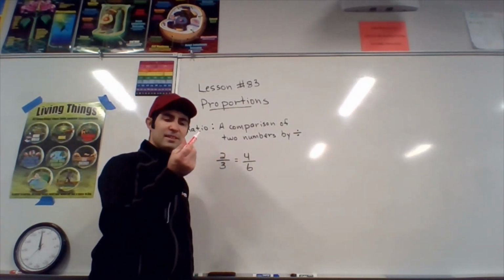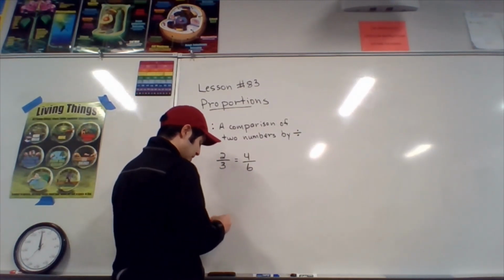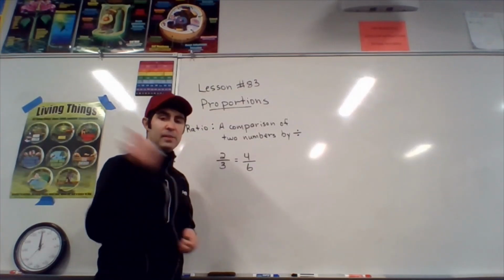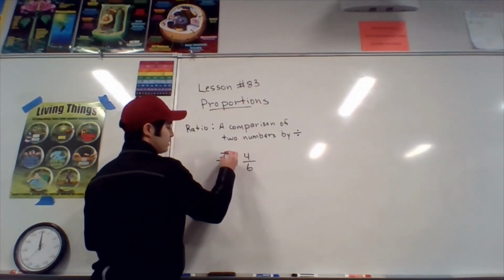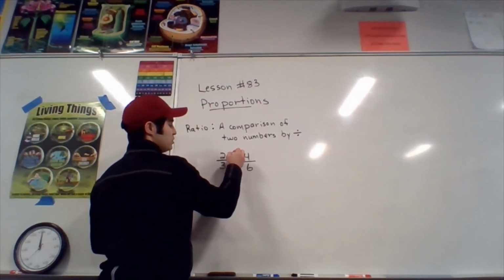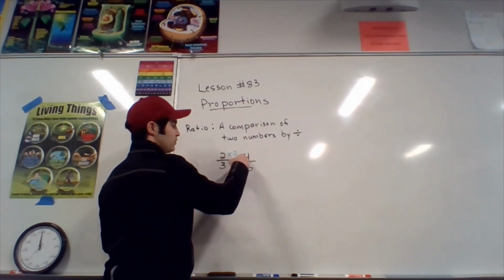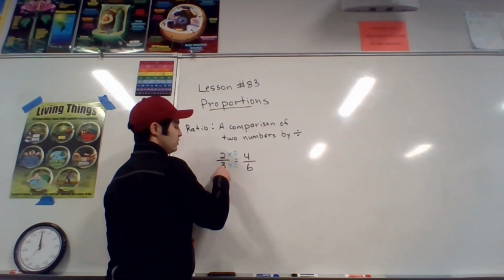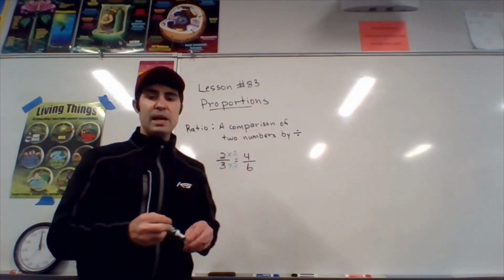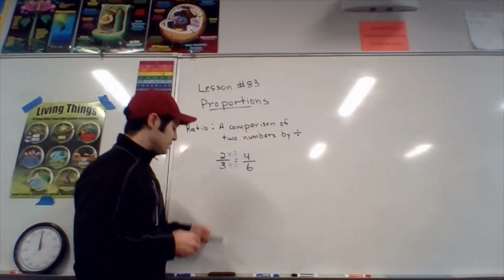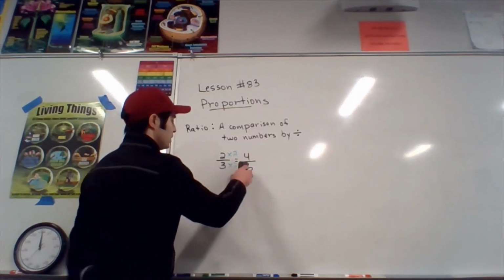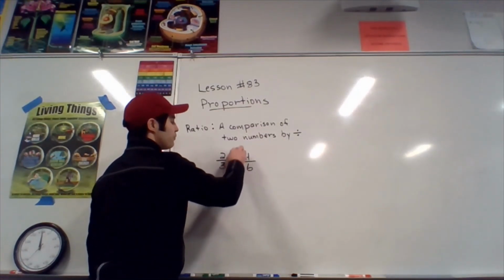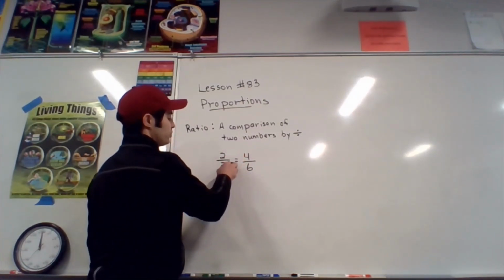Oh no, my red marker died. How sad. Okay, the middle step right here is basically times 2. What number times 2 is 4? 2 times 2. Well, if you multiply the top by 2, you got to multiply the bottom by 2. 3 times 2 is 6. Okay? So that would be an example of proportion. But that's two fractions that are equal to each other.